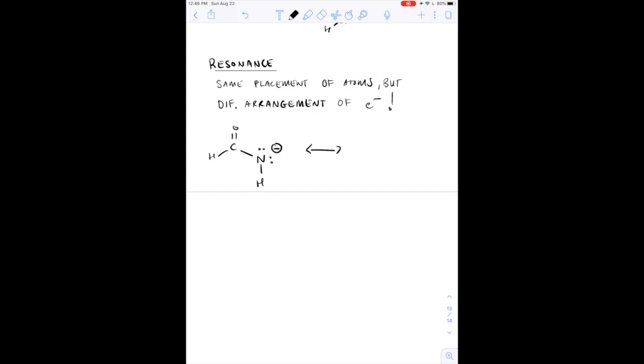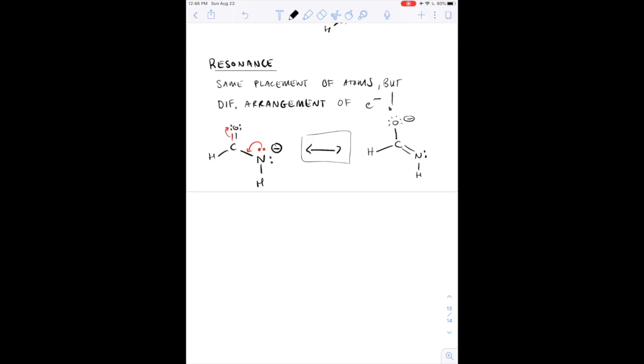So this arrow right here, it's a double-sided arrow, not the equilibrium arrow, but one line with 2 arrowheads on it. That is the resonance arrow. So that's what you use when you're drawing resonance structures, and not to be confused with the equilibrium arrow again. Okay, and so the same placement of atoms. You can see the general structure on the left and the right is the same, but it's got a different arrangement of electrons. So there's a bond in a different place, and there are lone pairs in a different place. So that's what we mean by resonance.